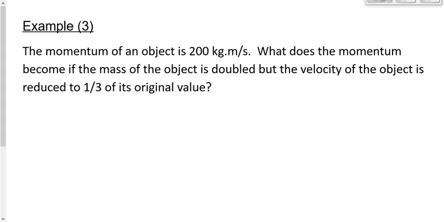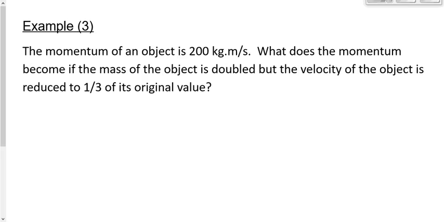Here's another example from momentum. Example number 3 on your handout that I gave you yesterday. This is a bit different. It says the momentum of an object is 200 kilograms meters per second. What does the momentum become if I double the mass of the object, but I reduce the velocity to 1/3 of what it was?